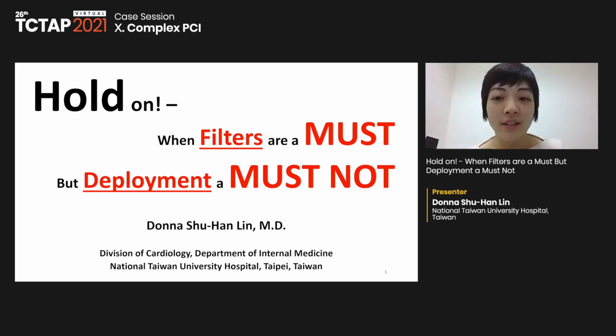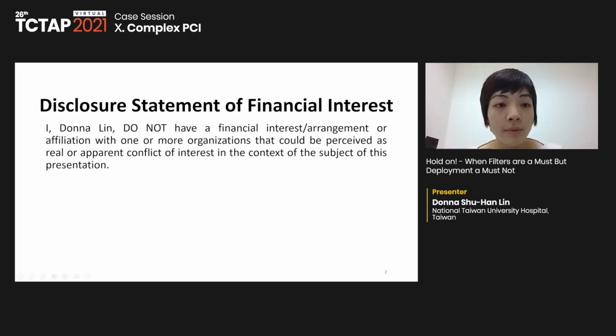Hello, everyone. I'm Donna Lin from National Taiwan University Hospital in Taiwan. And today I'll be sharing a case in which we manipulated with an SVC filter. And without further ado, let's look at our case. I have nothing to disclose.